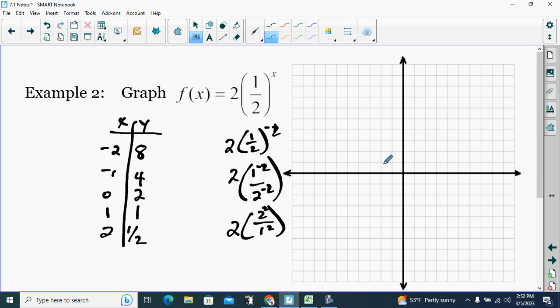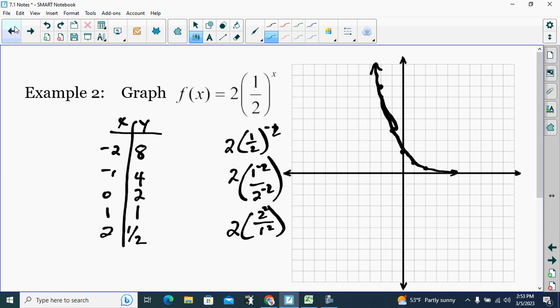And we plot our points. -2, 8. -1, 4. 0, 2. 1, 1. 2, 1/2. Notice again, I'm never going to get down into the negative numbers. It's going to get infinitely close to 0, but not cross. So it should not look like that. You should get close to 0, but technically not cross it.